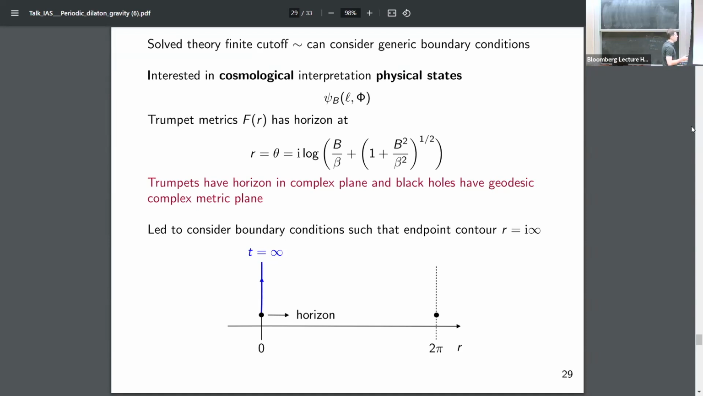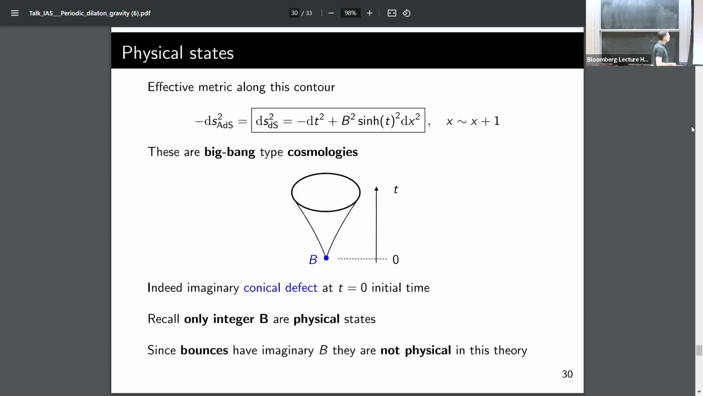So these physical states are trumpet metrics, and a trumpet actually has a horizon at an imaginary location in the metric plane. So it will be convenient for this interpretation to consider the following metric contour, where I start at this imaginary value of the horizon, and I just go straight up in the r plane. If you look at the metric along this contour, this is simply a Big Bang cosmology. It's pure de Sitter space.